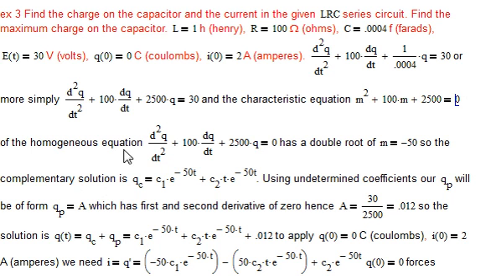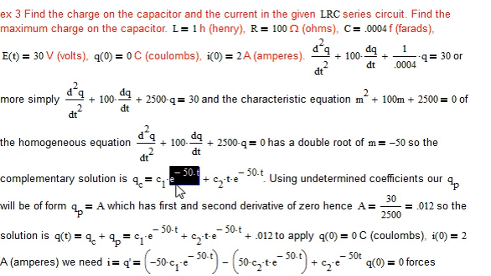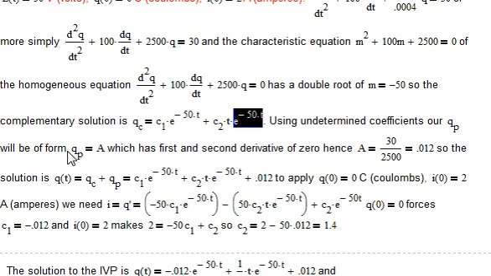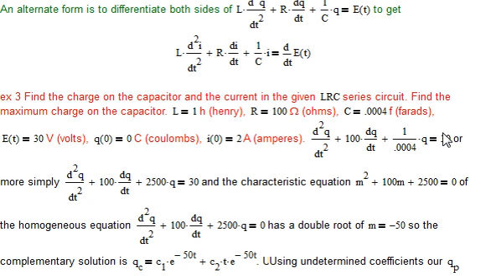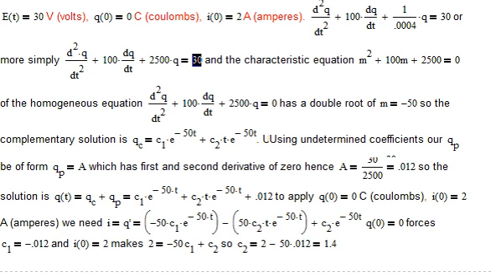So it has a double root of m equals -50. And so the complementary solution is C1 e to the negative 50t plus C2 times t times e to the negative 50t. Using undetermined coefficients for a Q_P, it would be just a constant, that's all, because think of what our E of t is, it's just 30. So therefore our Q_P would be some constant A, which has first and second derivative of 0, so therefore A equals 30 over 2,500, so 0.012.